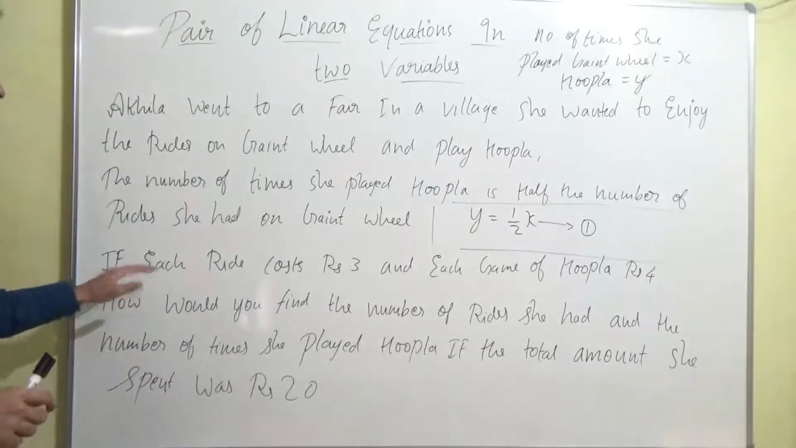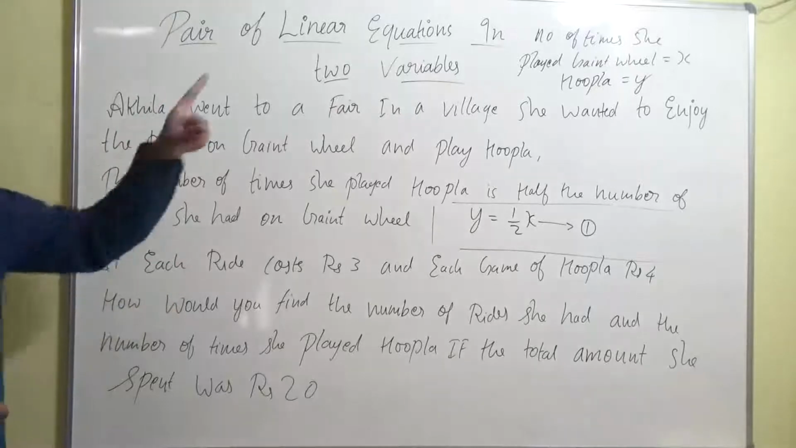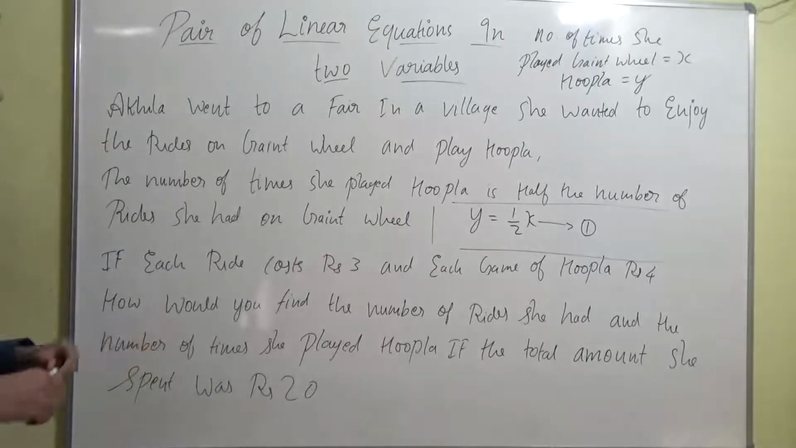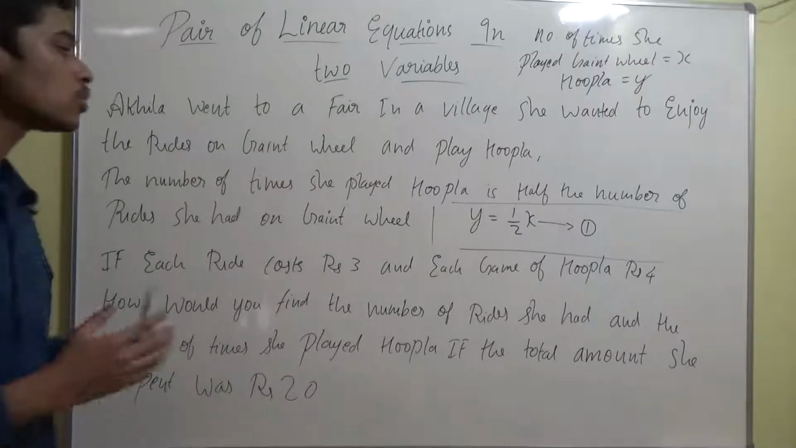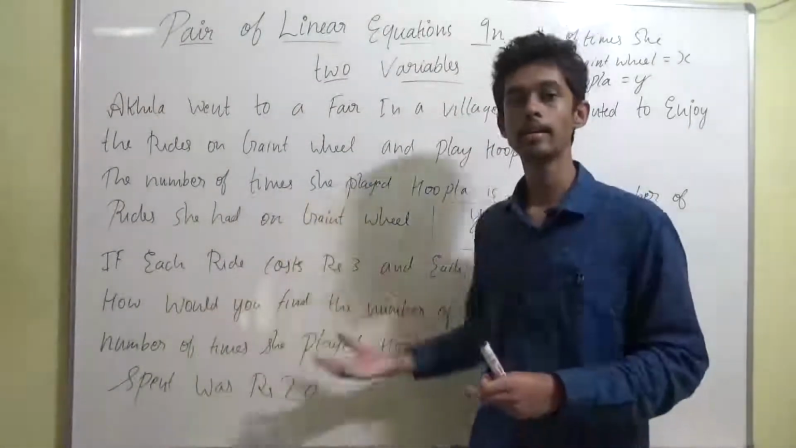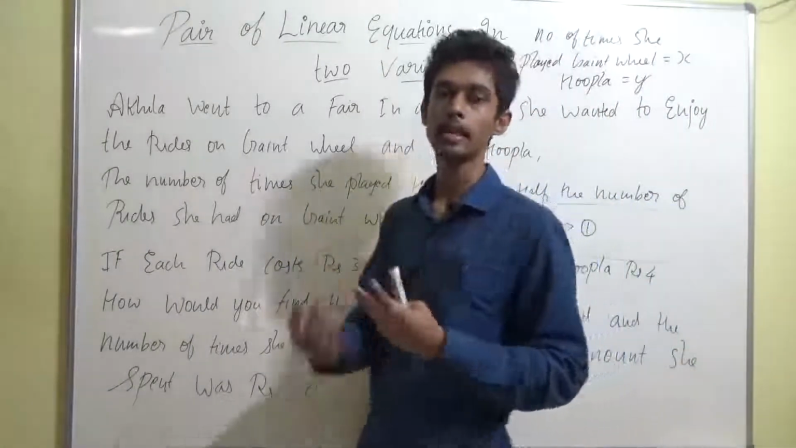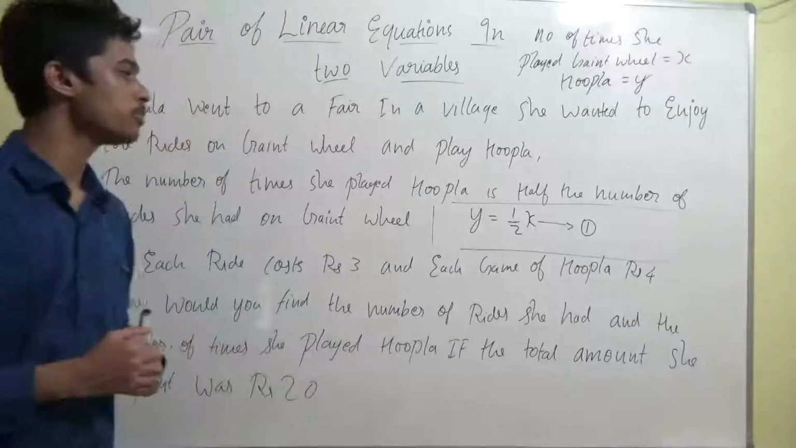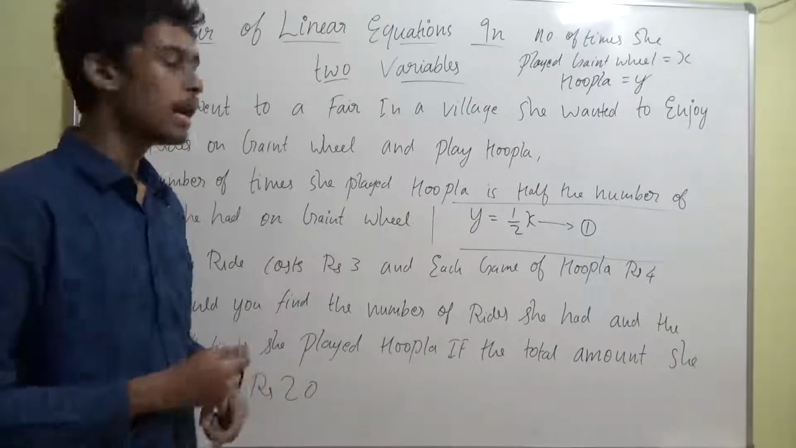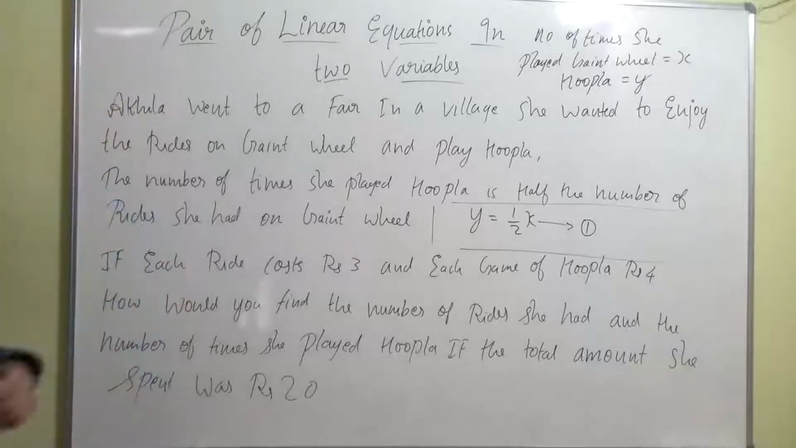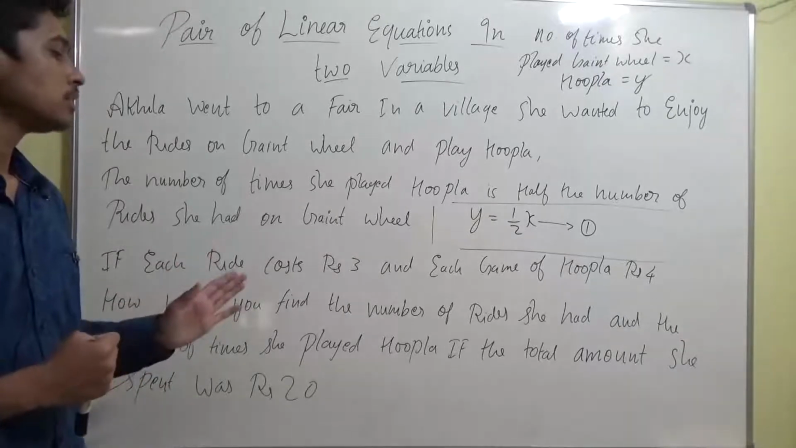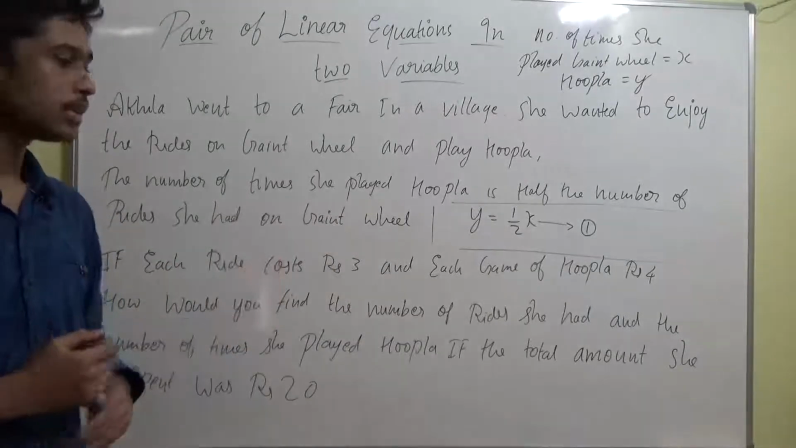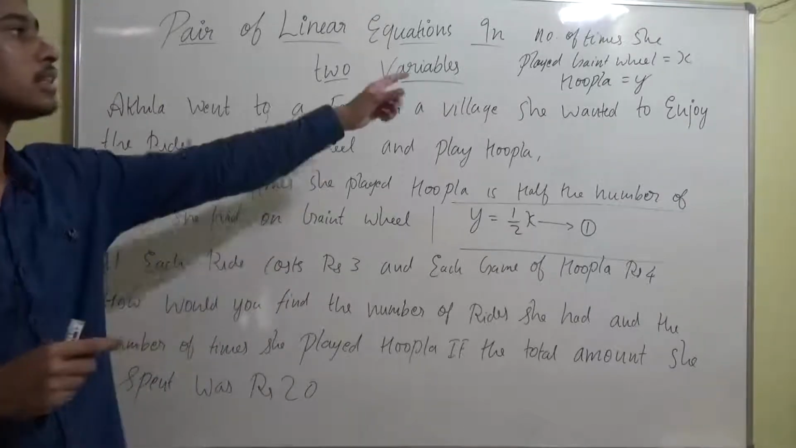Now the second para says, if each ride costs rupees 3, ride in the sense they mean giant wheel ride, and each game of hoopla rupees 4, how would you find the number of rides she had and the number of times she played hoopla if the total amount she spent was 20? Now they are telling the total amount she spent on the entire event, after playing the giant wheel and the game of hoopla, is 20 rupees. Each game of hoopla costs rupees 4 and each ride on the giant wheel costs rupees 3, and they are telling us to find the number of times she rode the giant wheel and the number of times she played hoopla. That is, they are asking us x and y.